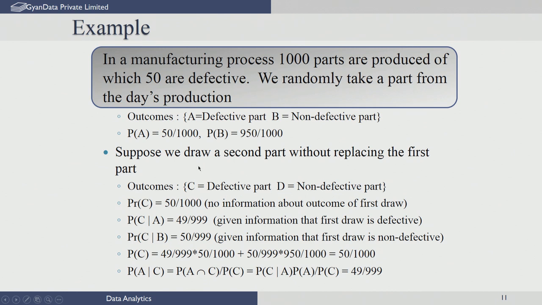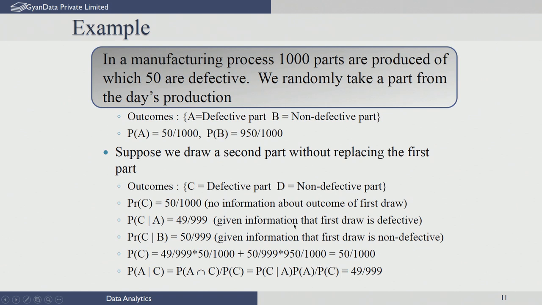Suppose you do not tell me anything about what happened in the first pick. Then I will say that the probability of picking a defective part even in the second is unchanged, it is 50 by 1000. Let us see how this comes about. At this point it may not be clear that it is 50 by 1000, but we will show this formally. Now let us assume I give you some information about A.